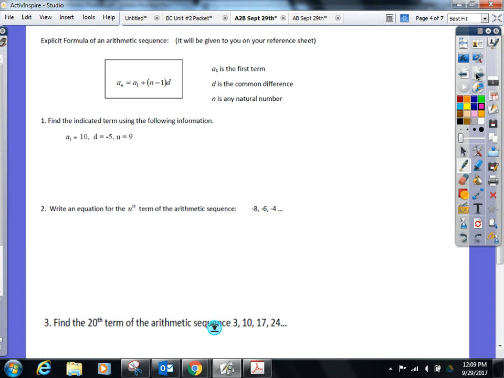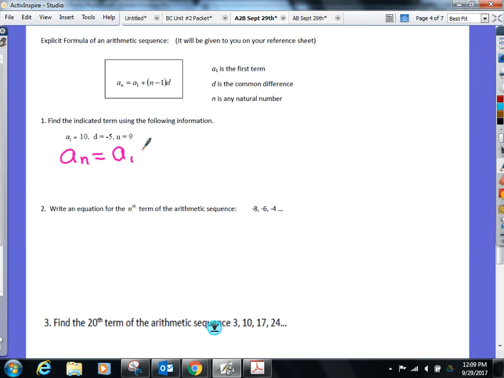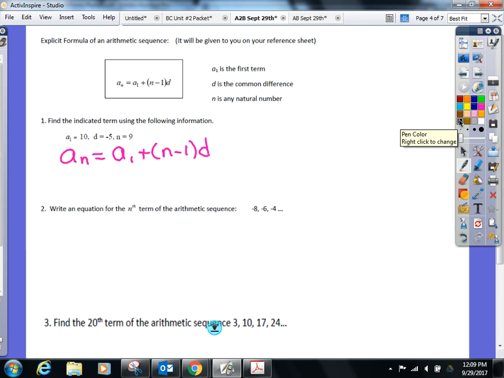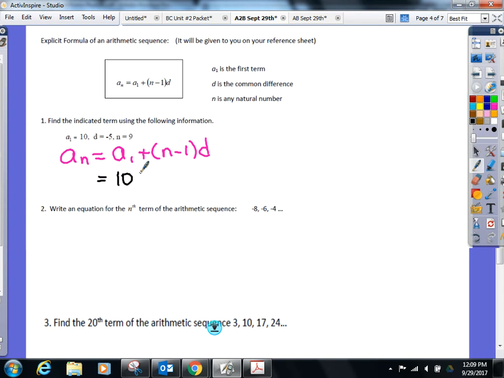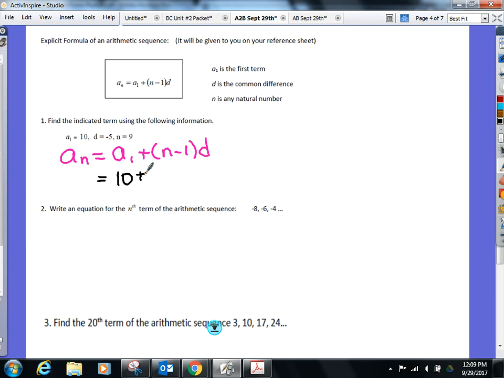Everybody good? All right, so I take my explicit formula I've been working with, coming right off your reference sheet. And now I'm going to plug in for as many values as I can and watch the magic happen. Where's the 10 going? What's our n value here? It's 9. So everywhere you see an n, I'm going to plug in 9.